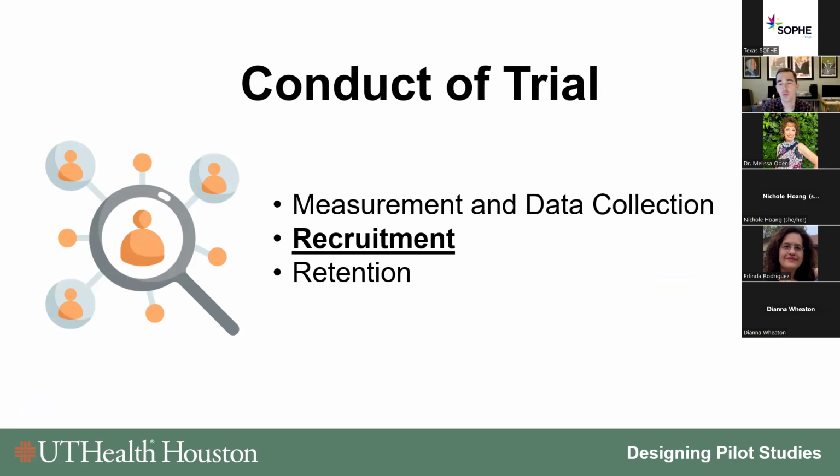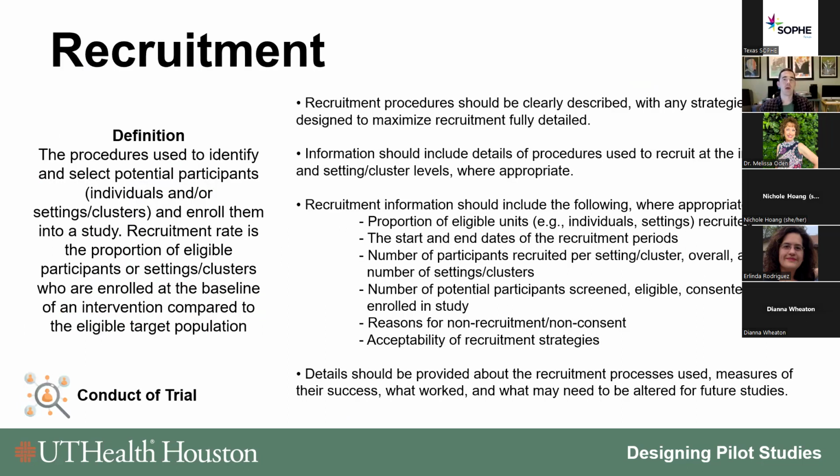For recruitment, recruitment is always one of those things that's a sticking point for pilot studies. And we provide a lot of recommendations for at least how to contextualize your recruitment processes. So, recruitment rate, it's the proportion of eligible participants or even settings or clusters or sites who are enrolled at baseline, right? So we should be thinking about a couple things. One, we should be thinking about what's our eligible total sample. If we can get that number, that's great. That gives us more information. And then how many out of that eligible sample are we able to recruit for our study?